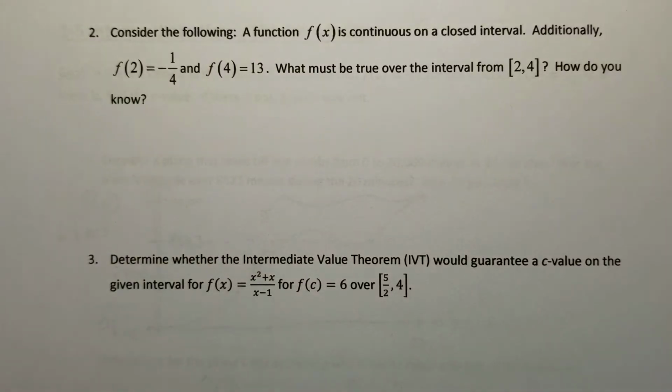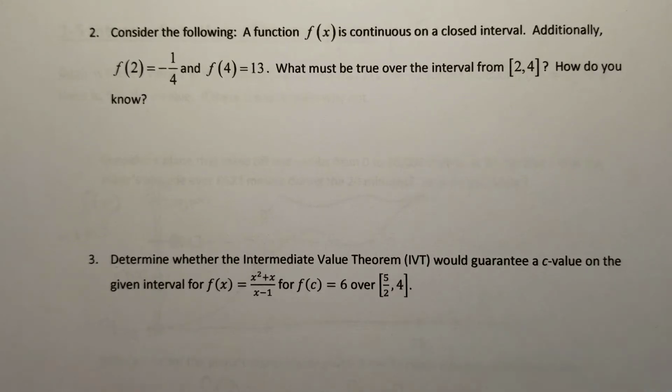All right, let's go ahead and jump back in with the IVT stuff here for today. I'm on page 16, number 2. It says, consider the following. A function f of x is continuous on a closed interval. Additionally, f of 2 equals negative 1/4, and f of 4 equals 13. What must be true over the interval from 2 to 4?